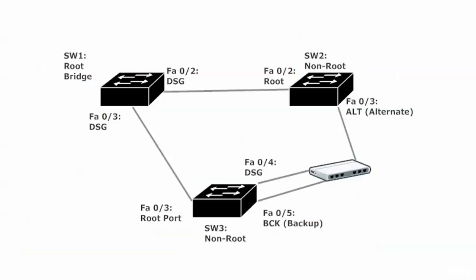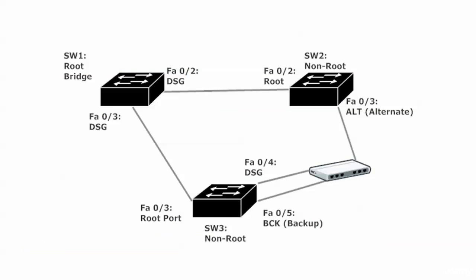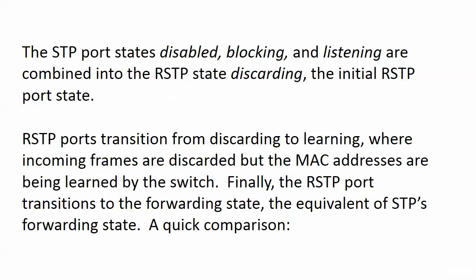So if switch 2's port then becomes the alternate port, what about fast Ethernet 5 down on switch 3? It actually becomes a backup port, which is another port unique to RSTP. And this port, again, the name is the recipe. It's a backup port. This port gives switch 3 a redundant path on that segment without guaranteeing that the root switch will still be accessible. So again, not a real world situation here. It's one I brought to you simply to demonstrate when the alternate and backup port roles would come into play.